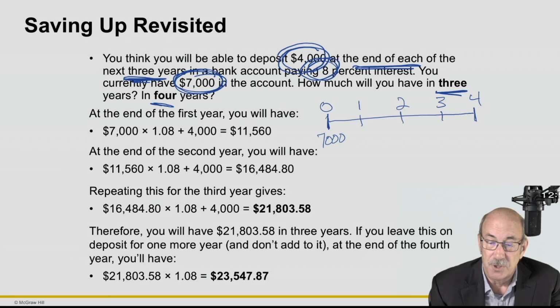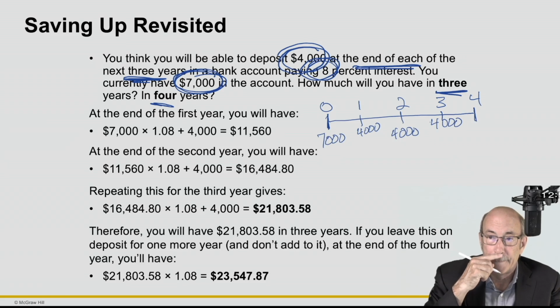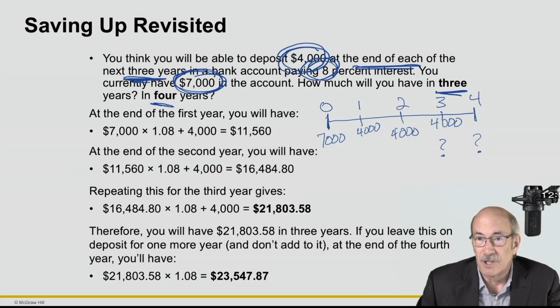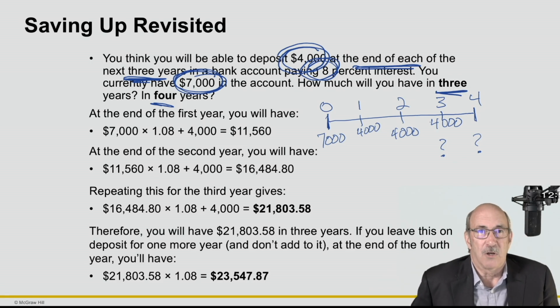We're going to put 4,000 in each year at the end of the year for 3 years. Okay? Then we want to know, what do we have here and what will we have here if we leave all of that money in the account? Multiple ways I could go about this.